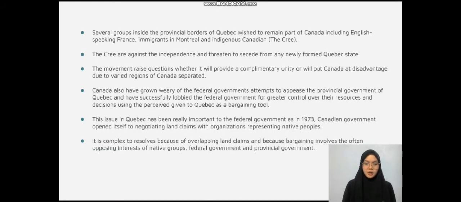One of the most organized internal challenges to the Francophone movement for independence comes from an Indigenous Canadian people known as the Cree, who claim the northern third to northern half of Quebec as their ancestral land. Several groups inside the provincial borders of Quebec wished to remain part of Canada, including English-speaking immigrants in Montreal and Indigenous Canadians, which is the Cree. The Cree do not wish to be part of an independent Quebec and threaten to secede from any newly formed Quebec state and remain with Canada.